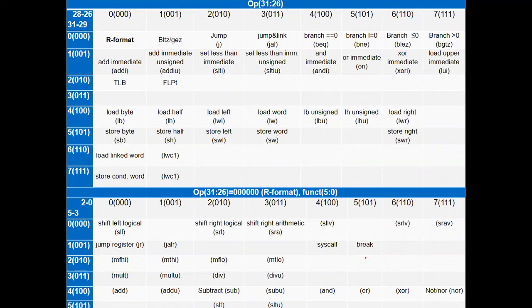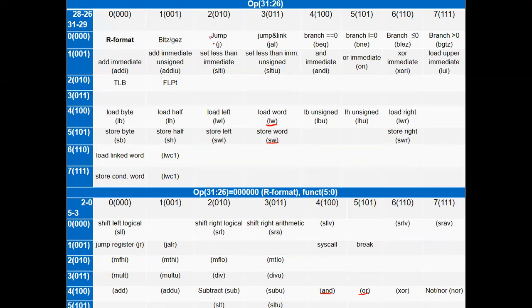Let me take an example of the AND and OR. The AND is going to be 0, 0, 1, 0, 0, 1. The OR is 1, 0, 1, 0, 0, 1. For the load and store, and this is very famous, and we will check them. The load is 1, 1, 0, 0, 0, 1. And the store is 1, 1, 0, 1, 0, 1.